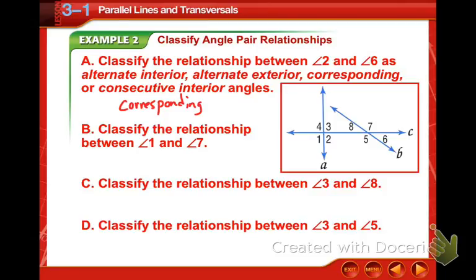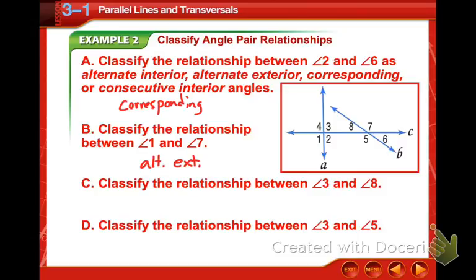One and 7 here are on the outside of our transversal. Let's see, line C, and so they're exterior, and the only option then is alternate exterior. I'm going to abbreviate where I can, so alternate exterior. And then classify the relationship between 3 and 8.